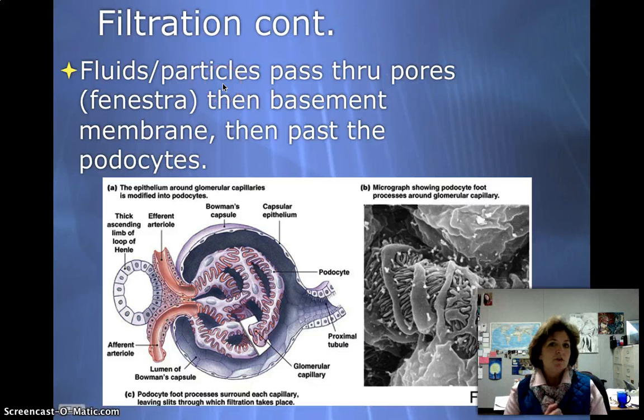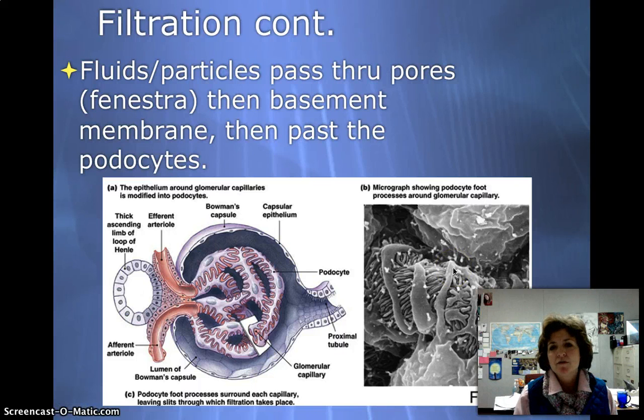So the fluids or particles pass through the pores, or the fenestrae, and then they go through the basement membrane, and then they pass these little structures called podocytes, which are little feet-like structures that are part of the glomerular capillary. In the picture I've put on your sheet, if we take a little cross section of a glomerular capillary and blow it up, we see the little podocyte feet blown up around the glomerular capillary.